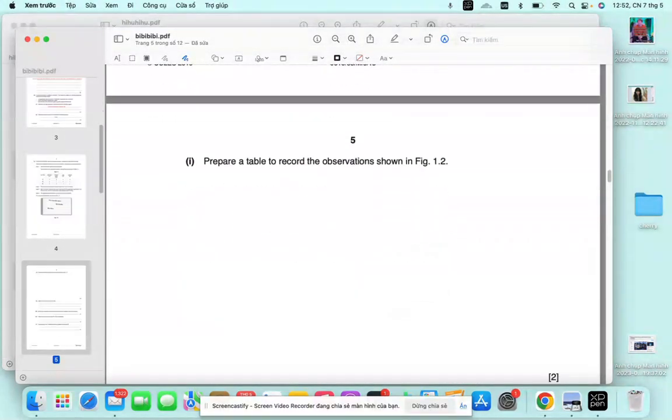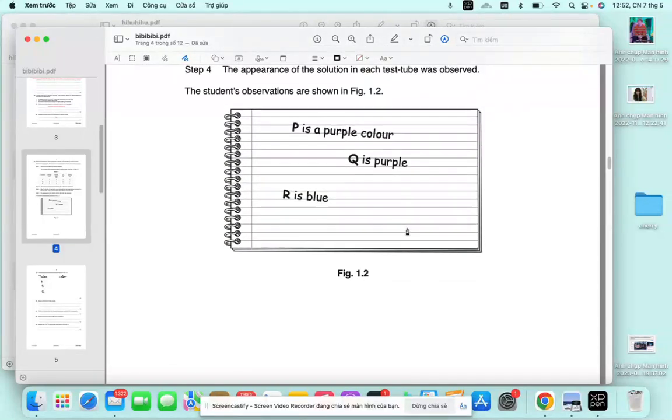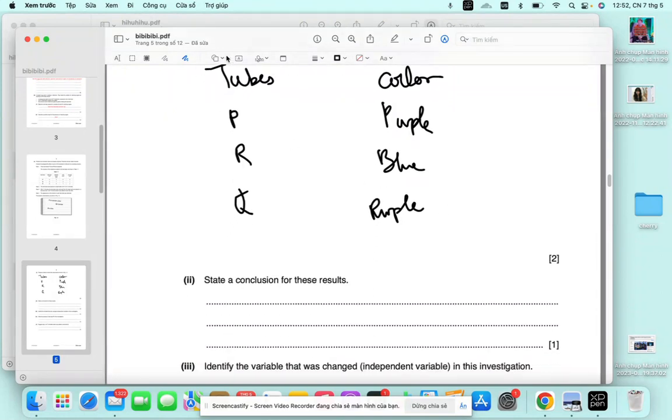We have to make a table to record the observations shown. So we have the test tubes and we have the color. P, Q, R. P and Q are purple, R is blue. Purple here. Purple, blue.